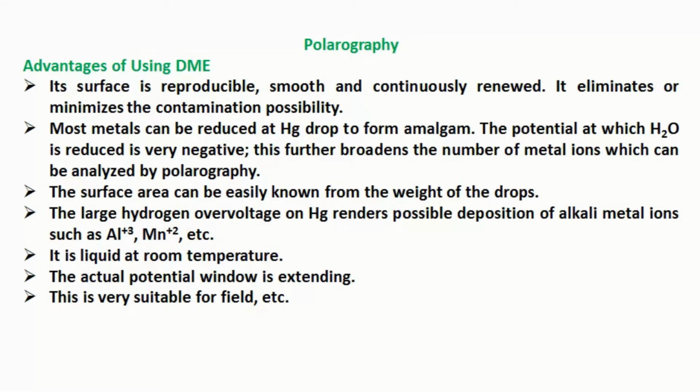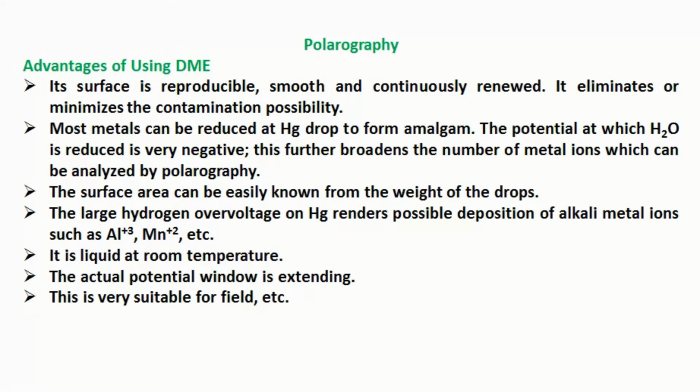Advantages of using DME. Its surface is reproducible, smooth, and continuously renewed, and it eliminates or minimizes the possibility of contamination. Most metals can be reduced at the mercury drop to form an amalgam. The potential at which water is reduced is very negative. This further broadens the number of metal ions which can be analyzed by polarography. The surface area can be easily known from the weight of the drops.